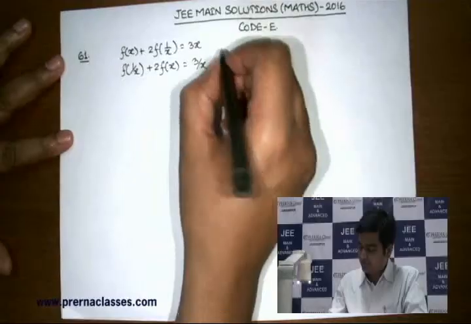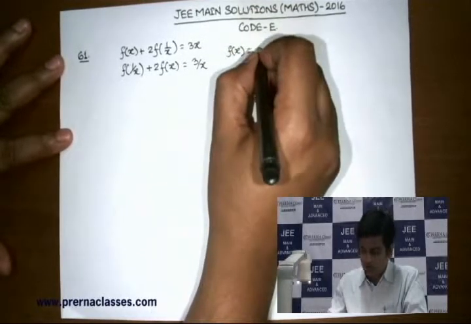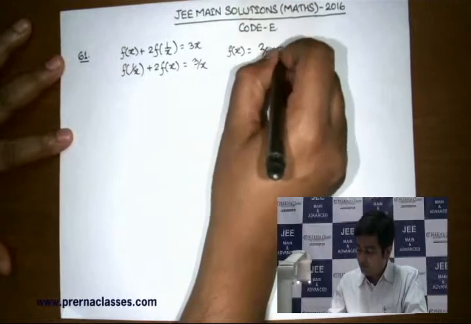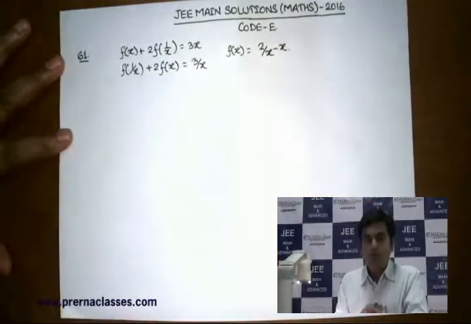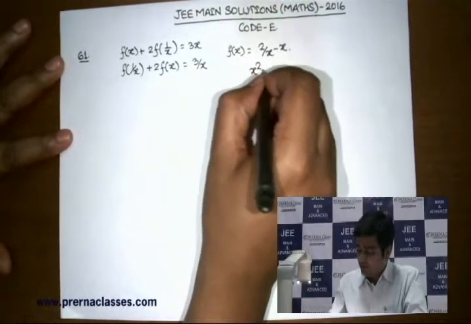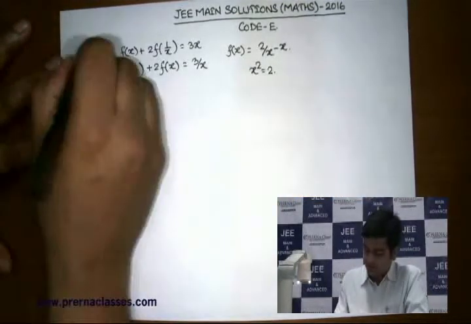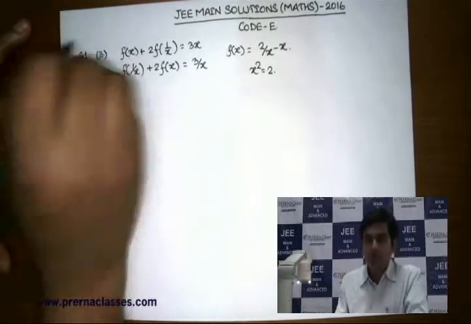After solving these two equations simultaneously for f of x, you will find that f of x is going to be equal to 2 by x minus x. Then if you solve this function for f of x equal to minus x, f of x equal to f of minus x, you will end up getting x square equal to 2, which is clearly going to point out two solutions, which is going to match with option 3 of that problem.